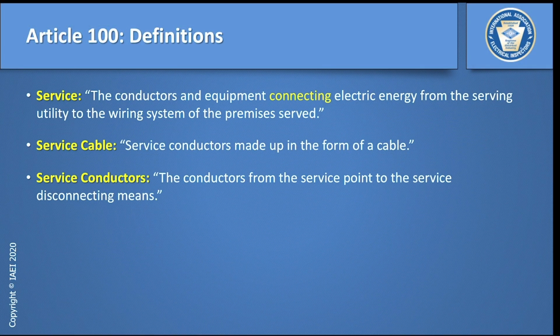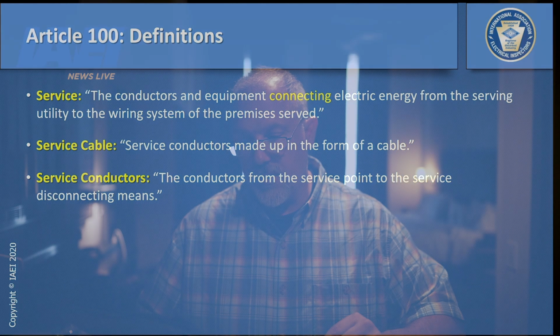Okay, now service. What is a service? The conductors and equipment connecting electric energy from the serving utility to the wiring system of the premises served. Now, what is that telling us? That's telling us that one of the important words in that definition is utility. It's not a piece of equipment that connects a generator. Generator is not a utility. It's not a piece of equipment that connects photovoltaics. Photovoltaics is not a utility.